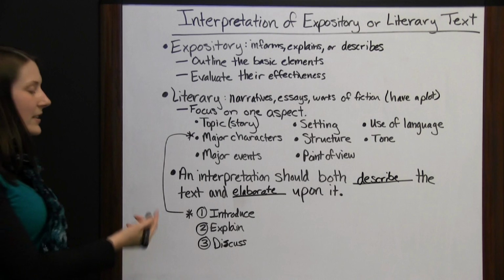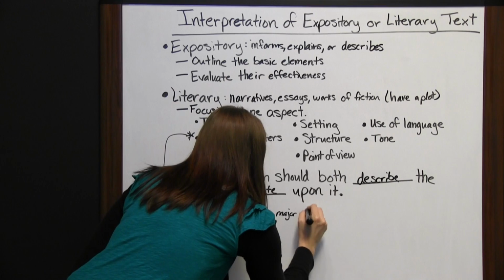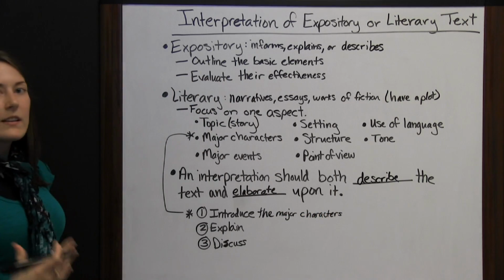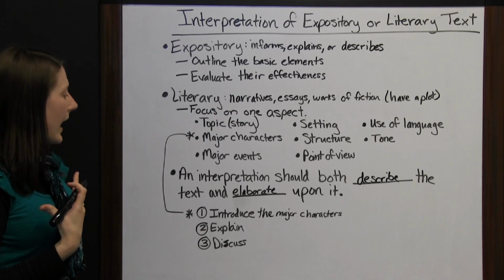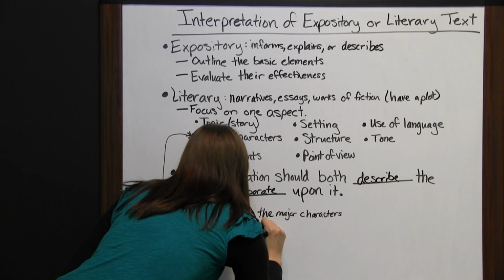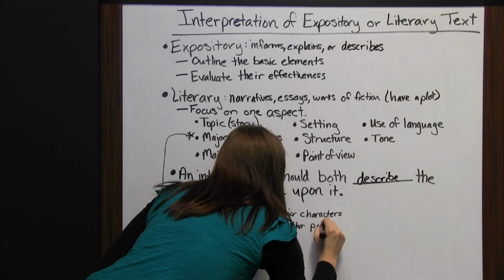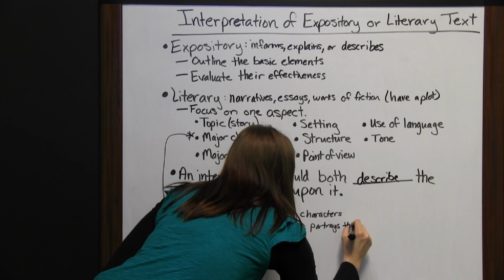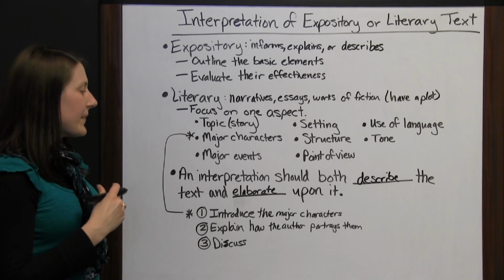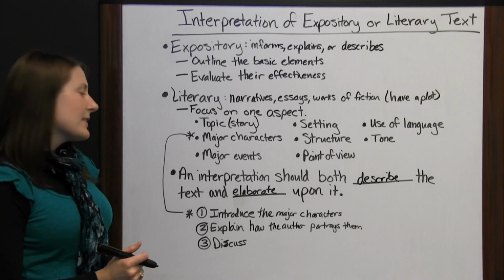So, to describe the text, introduce the major characters in your interpretation, describe the major characters. What do they look like? What are their attitudes? How has the author described them in the text? Then, explain how the author portrays them. Are they liked by other characters? Are they meant to be a villain or a hero? Are they just an everyday Joe? How does the author portray these characters?